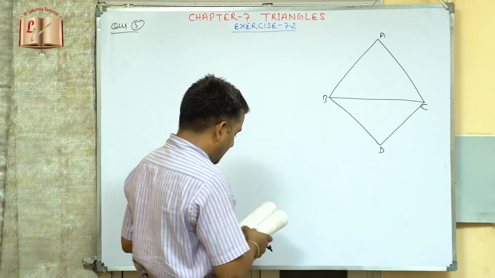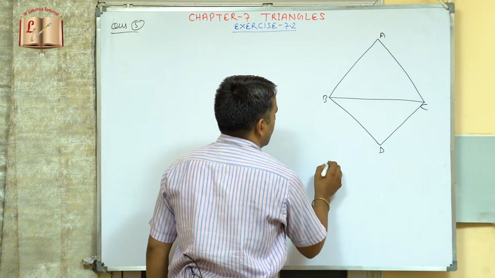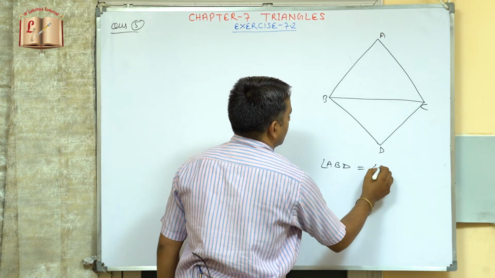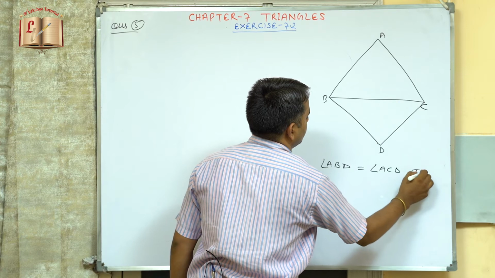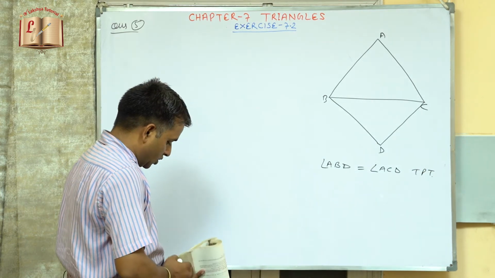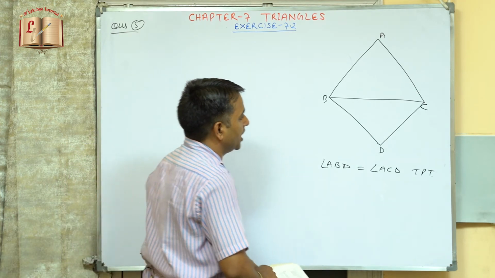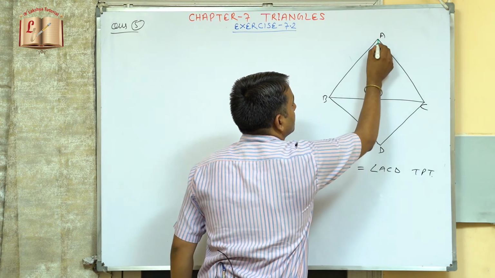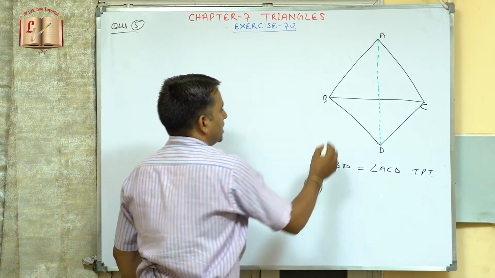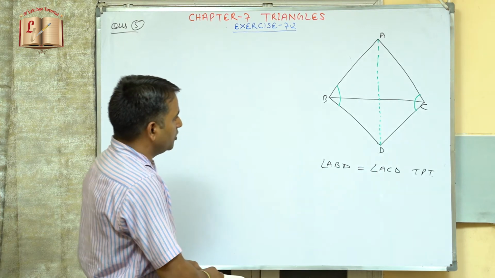Now we need to prove that angle ABD is equal to angle ACD. This we need to prove. These are the isosceles triangles already given to us. So first of all, we will make a construction in this. We will join this AD, and this angle is equal to this angle. This we need to prove.